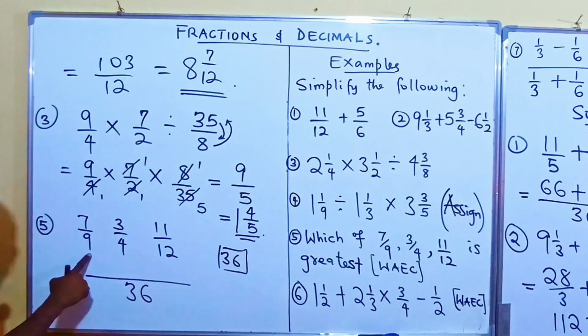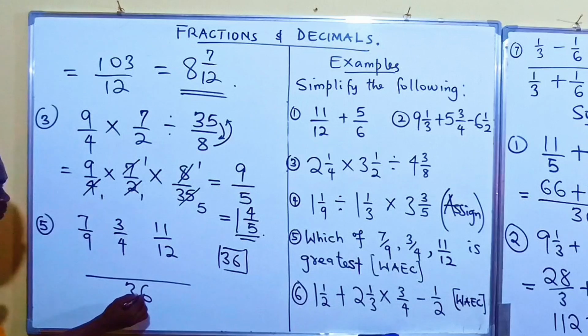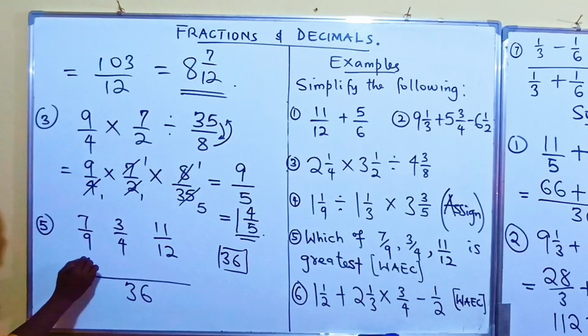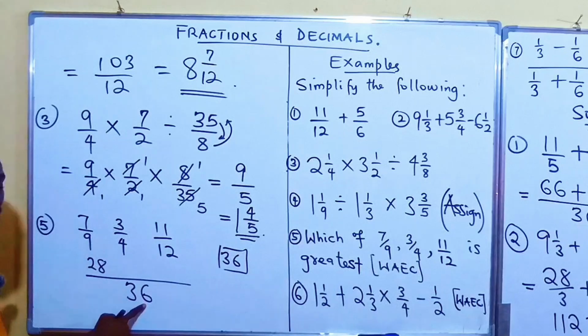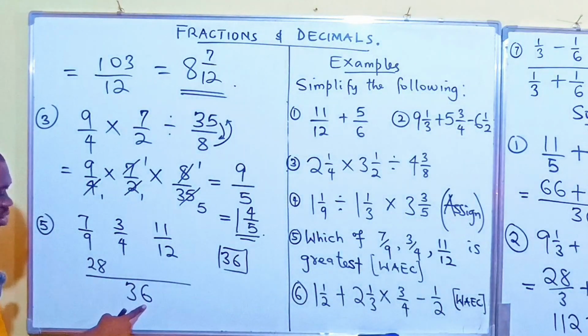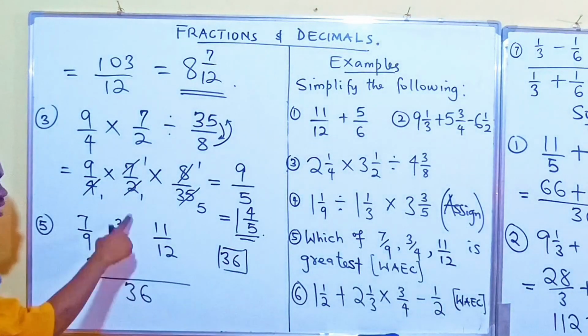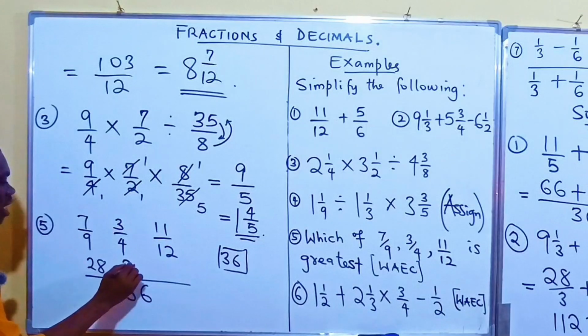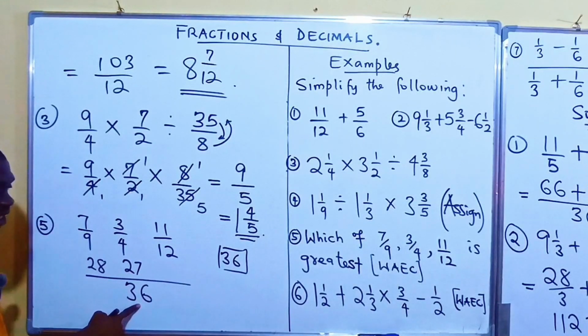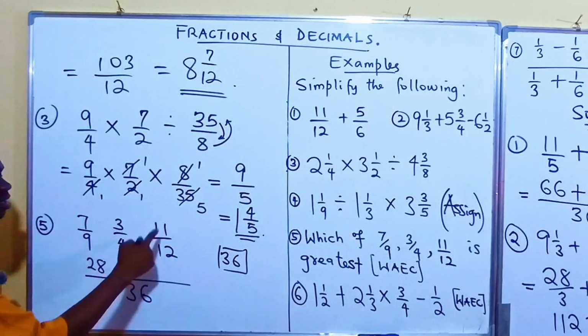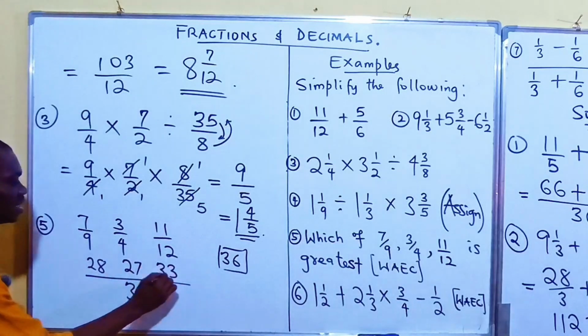So 9 into 36 is 4. So 4 times 7 is 28. Then do the same here. 4 into 36 is 9 as well. 9 times 3 is 27. And then finally 12 into 36 is 3. And 3 times 11 is 33.